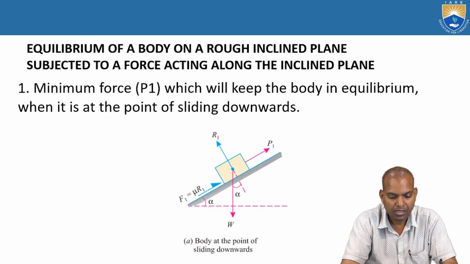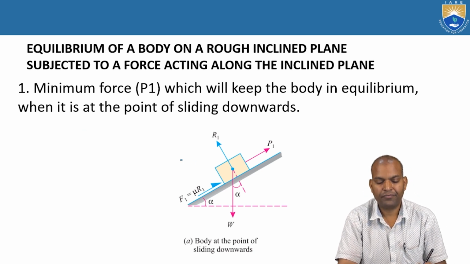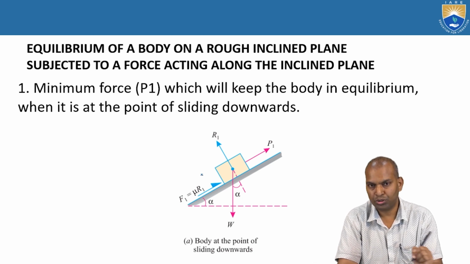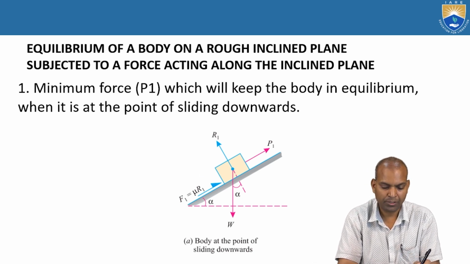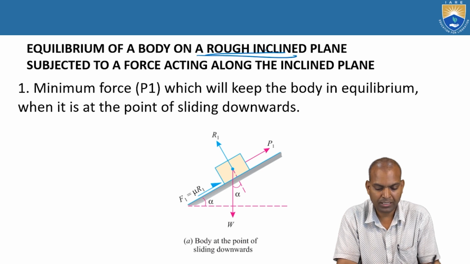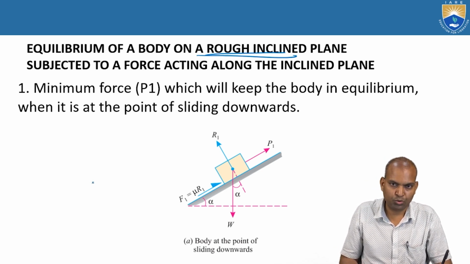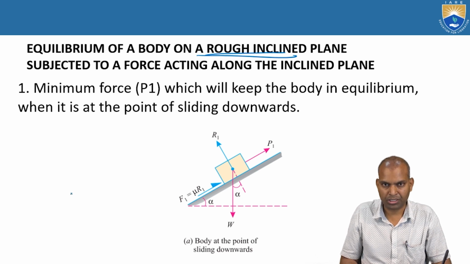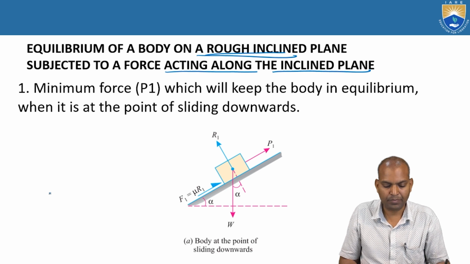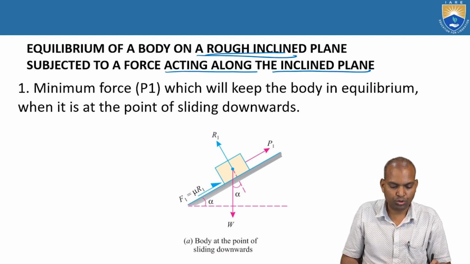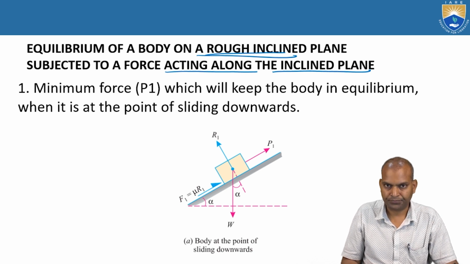Let us begin. Here we are going to consider a rough inclined plane. It is not a smooth inclined plane. Why a rough inclined plane here? The term rough inclined plane means a coefficient of friction exists. If it is a smooth inclined plane, there is no coefficient of friction. Now here on a rough plane, for a force acting along the inclined plane, there are two cases we are going to study.